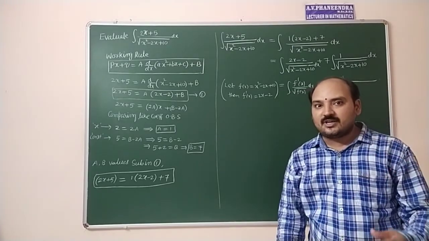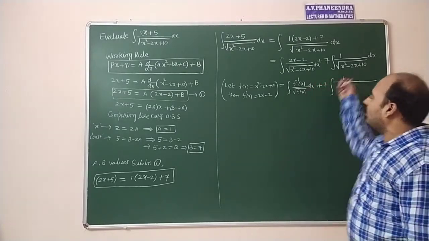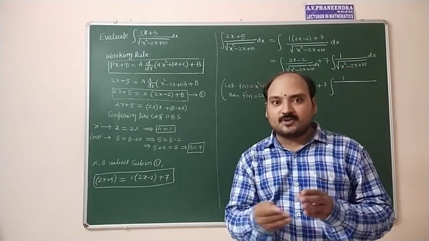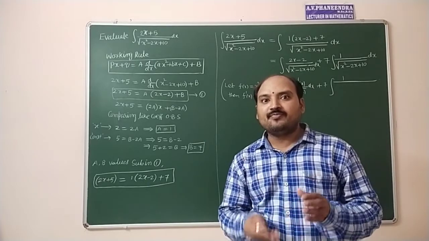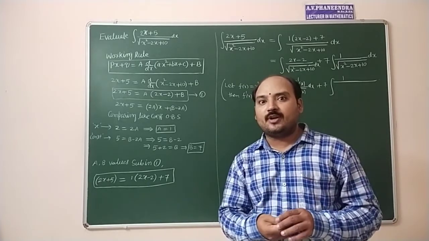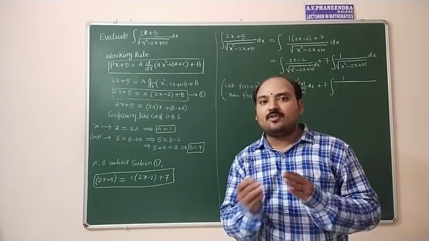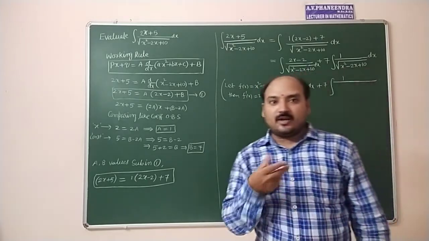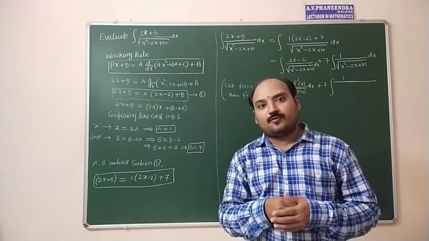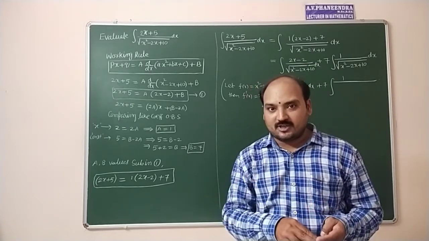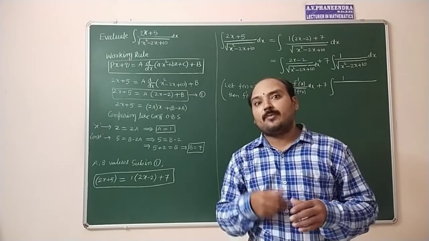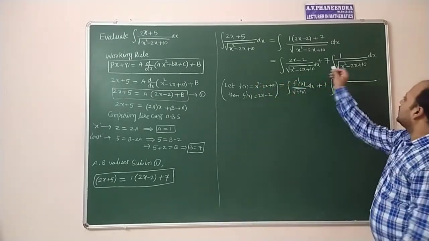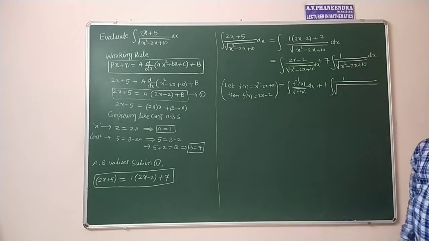In the previous session we discussed how to evaluate these types of problems. The quadratic expression you have to reduce into the form of x plus or minus alpha whole square plus or minus beta square. Any of the forms we can simplify. This under-root value, we can write as 1 by root of x square plus a square, or a square minus x square, or x square minus a square. In these forms we can reduce and then apply integration. See here how we are going to do that.